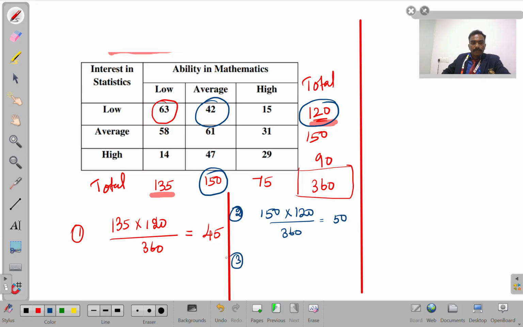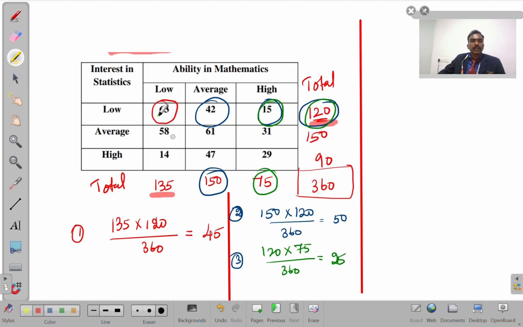Then the third one is 15. The row total is 120. The column total is 75. Therefore, 120 into 75 by 360. Actually, the concept here is row total into column total divided by the grand total. So this value is 25. Similarly, we can find the remaining values also.